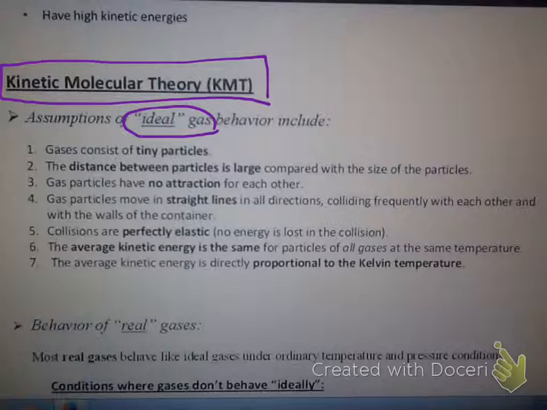So the first part of the kinetic molecular theory is that gases consist of tiny particles. So we know this: molecules or atoms, depending on the gas, are very, very tiny particles. Second, the distance between the particles is large compared to the size of the particles. So here now, this is how we're defining tiny. The particles of a gas are very far apart compared to the size of the particles. So here I've drawn 2 particles, you can barely see them, and they look tiny because the space between them is so large.